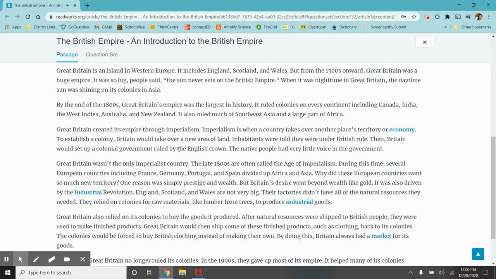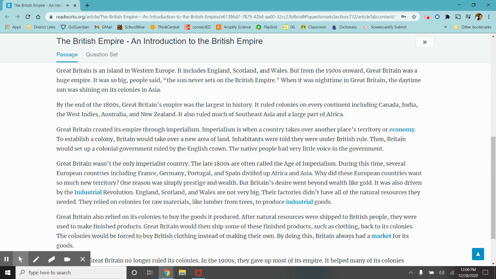It was so big, people said, the sun never sets on the British Empire. When it was nighttime in Great Britain, the daytime sun was shining on its colonies in Asia. By the end of the 1800s, Great Britain's empire was the largest in history. It ruled colonies on every continent including Canada, India, the West Indies, Australia, and New Zealand. It also ruled much of Southeast Asia and a large part of Africa.